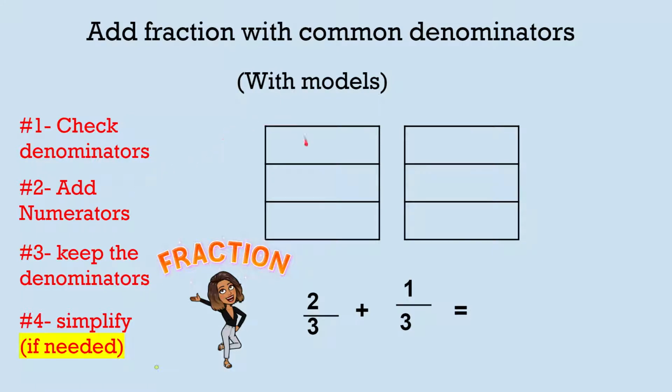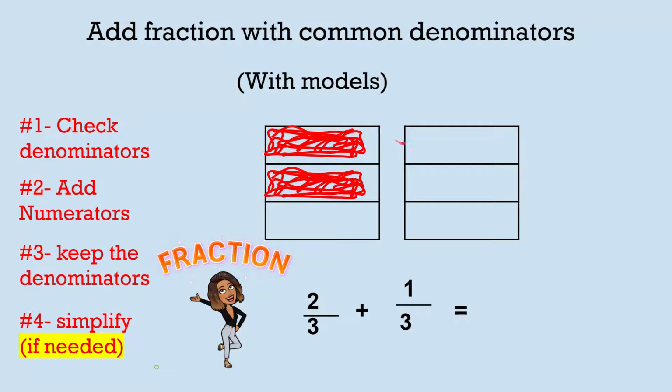Okay, step number 2, add the numerators. And we're going to be using models to add the numerators. So as you can see, I have 2 models here, and they represent each fraction. So we have a box here, and it's divided into 3 parts because our denominator is 3. And we're going to represent this box as 2/3 and this box as 1/3. So we need to shade 2 of these thirds. And then this is 2/3.